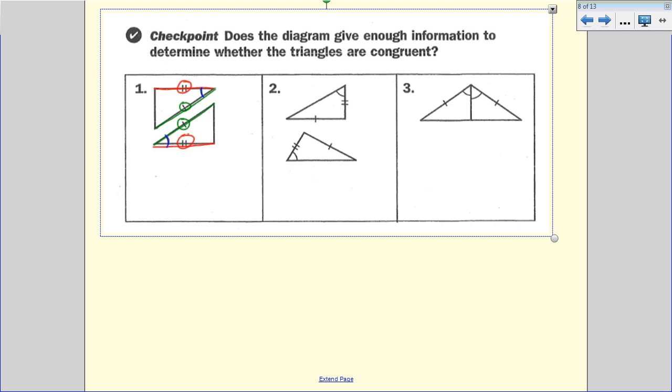Is that angle in between the sides? So if I look, my blue is where the red and the green meet. So I can go from side to the angle to the side. So my answer is yes, because I have side, angle, side. The angle is included. I want you guys to do number 2 on your own.